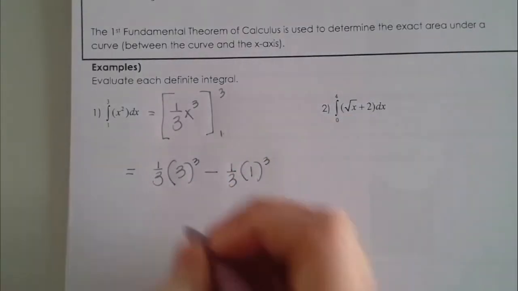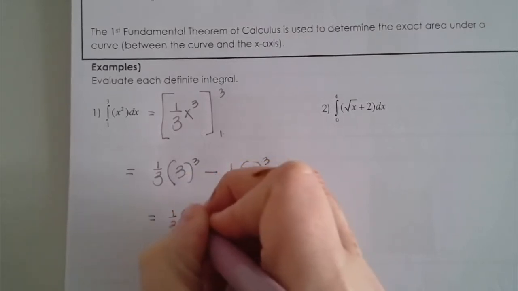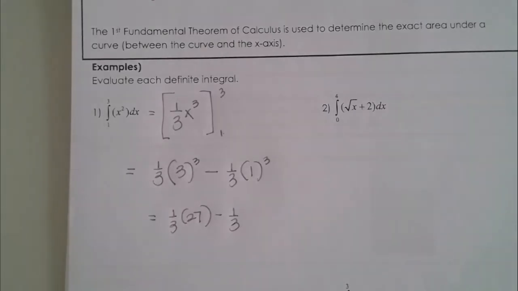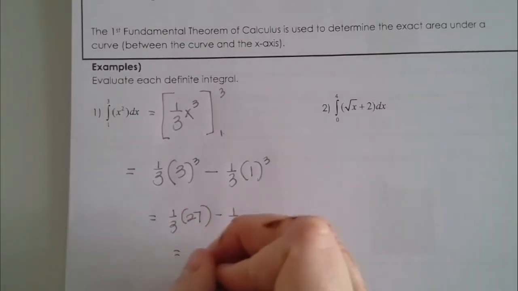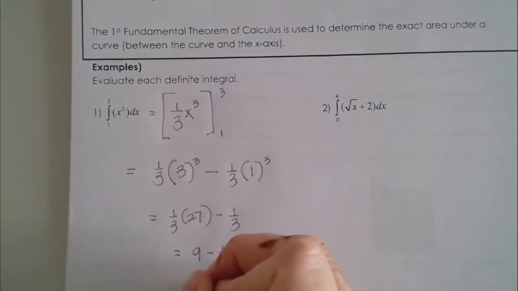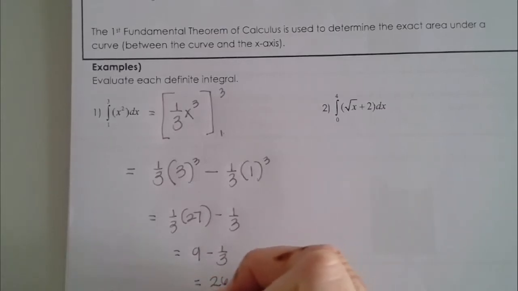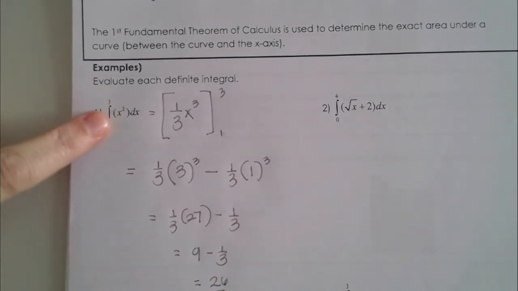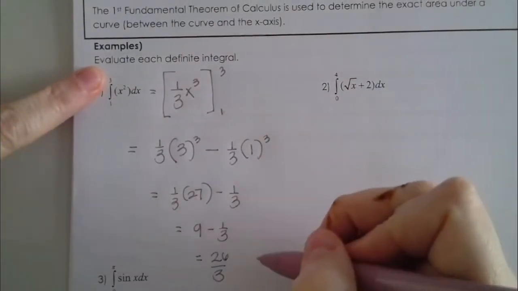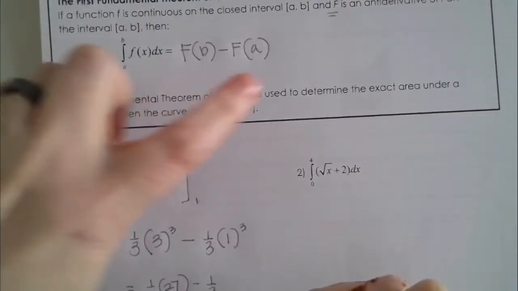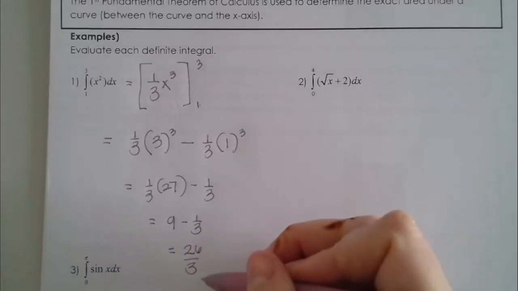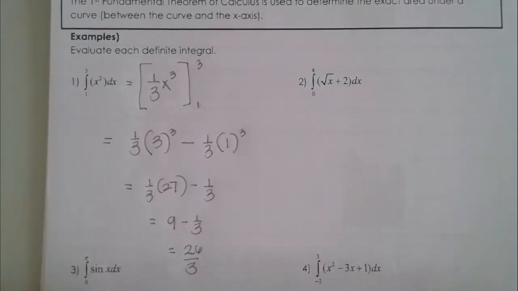Now I'm going to simplify that. This is 1/3 times 27 minus 1/3 times 1, which I don't really need to write. 1/3 times 27 is really 9, so 9 minus 1/3. And then you could make common denominators, and this ends up being 26/3. So the definite integral from 1 to 3, the area under that curve, can be calculated with that f of b minus f of a, the fundamental theorem of calculus that we just did. So the area under the curve from 1 to 3 is 26/3.